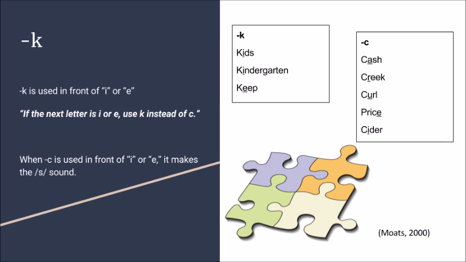Then look at the word price. Even though the C is at the end of the word, it is followed by E, so the C makes the S sound instead of K. And the word cider. C comes before I, also making the S sound.